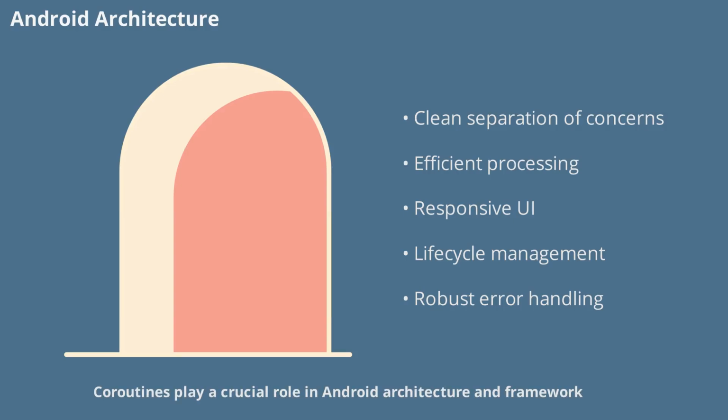Coroutines play a crucial role in Android architecture and framework. They support clean separation of concerns, efficient background processing, and responsive UI updates. By tying coroutine scopes to architectural components like ViewModel and repository, developers ensure robust lifecycle management and error handling.